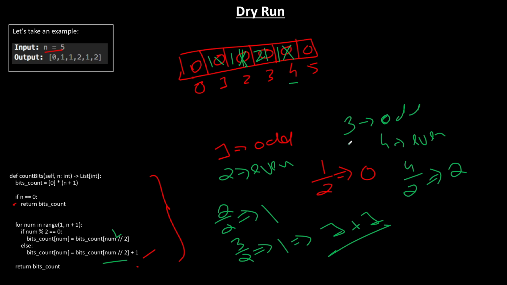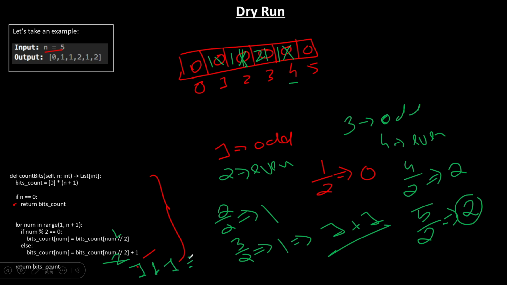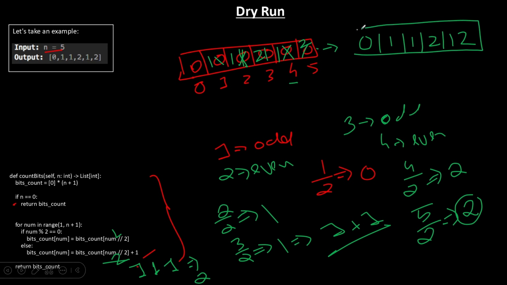Great. Now we'll move ahead. Now it's 5. And since it is an odd number, 5 divided by 2 gives me 2. The bits count of 2 is how much? It's 1, right? 1 plus 1 gives 2, right? So the number of ones for 5 is 2. So you could see that our array is modified to 0, 1, 1, 2, 1, and then 2, right? Which is our expected solution. Yes. So I hope you understood the dry run.